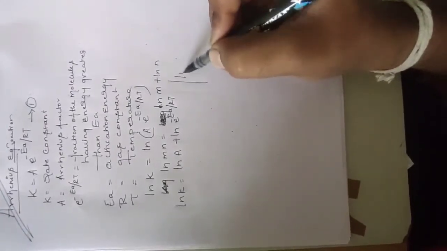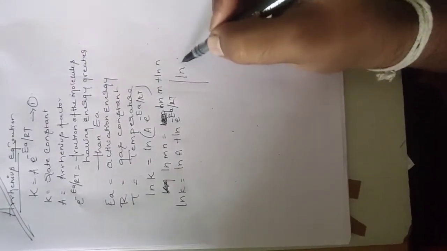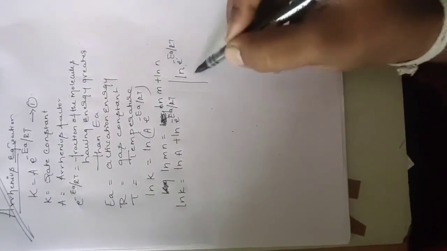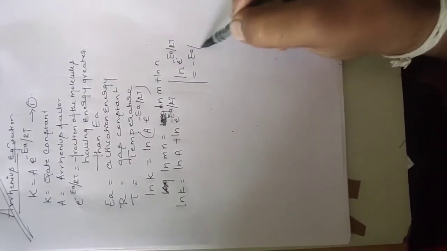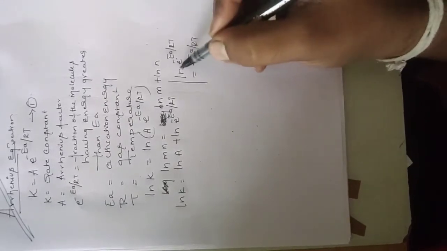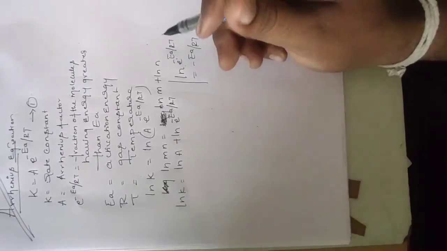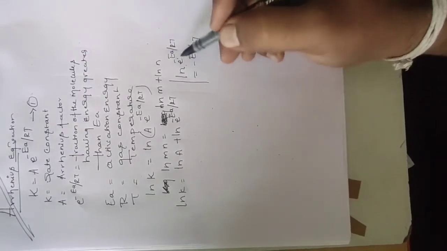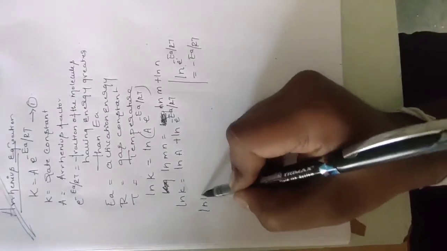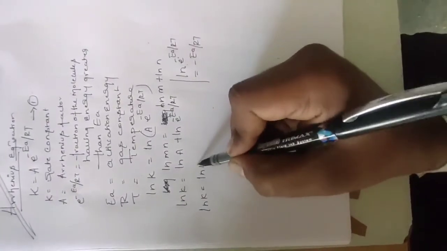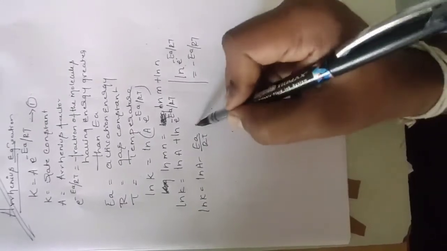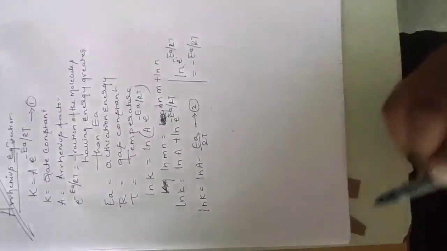We know that ln e to the power of minus Ea by RT becomes minus Ea by RT. Why does it become that? The ln is nothing but log base e, so ln of e to the power of x becomes x. Overall, ln k is equal to ln A minus Ea by RT. This is equation number 2.